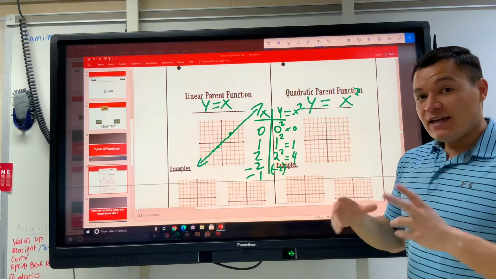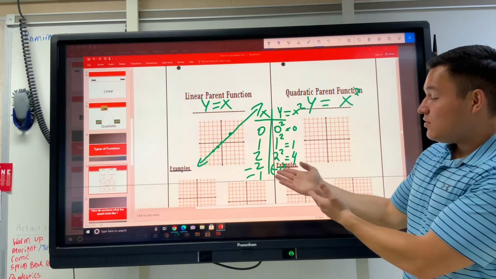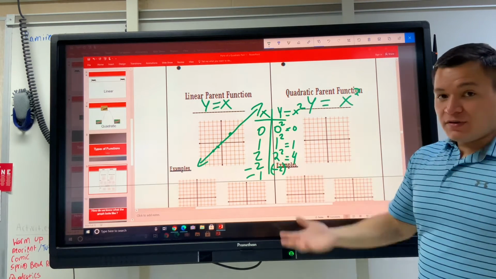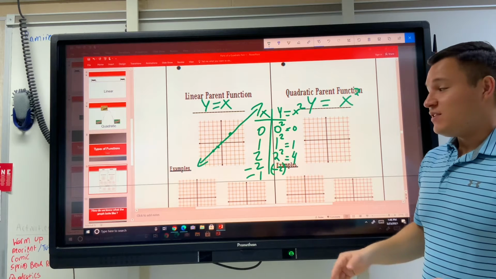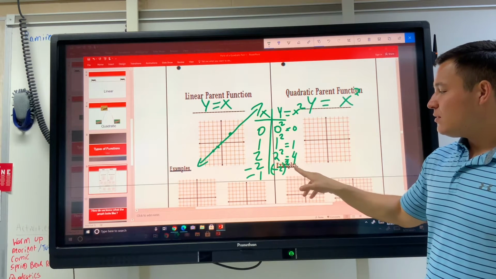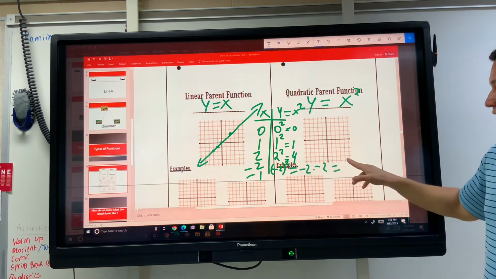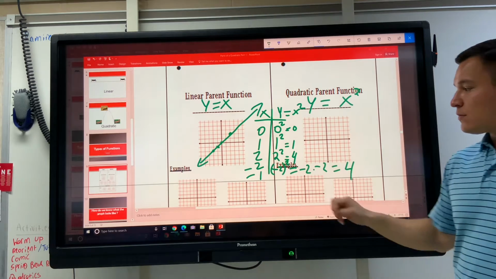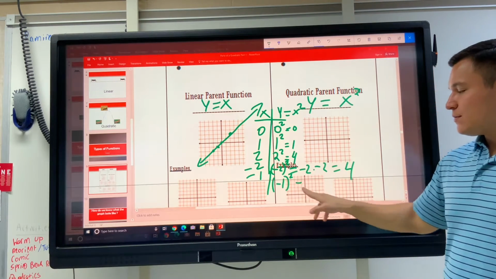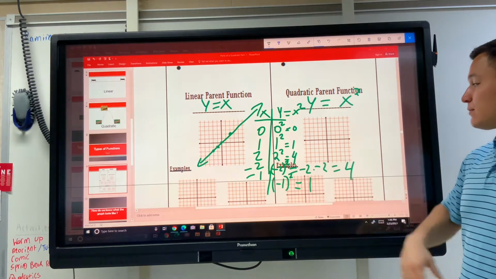If you're plugging a negative number into a power, into something that has an exponent, you need to use a parentheses around that negative number, or else your calculator is going to make a mistake, or you're going to make a mistake with the negative sign. So -2 squared means we have -2 times -2, and two negatives make a +4. Now let's do the last one, which is -1 squared. -1 times -1 is going to make +1.